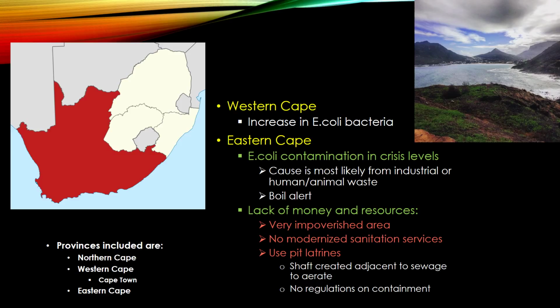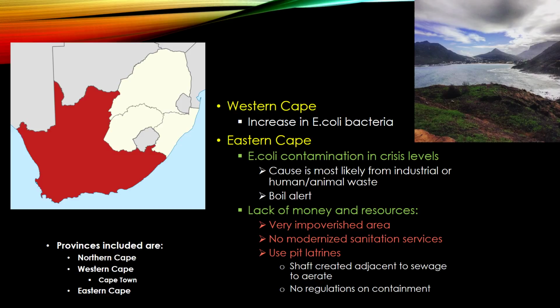But this province has had many issues because, compared to the Western Cape, it is impoverished, so there's not a lot of room for sanitation there. So this province has issued a boil alert throughout the entire area. The drought has caused water systems to be so low and so contaminated that the water can't be flushed into wastewater treatments. Economically, like I said, the province is very impoverished, and therefore there are no modern sanitation systems available.